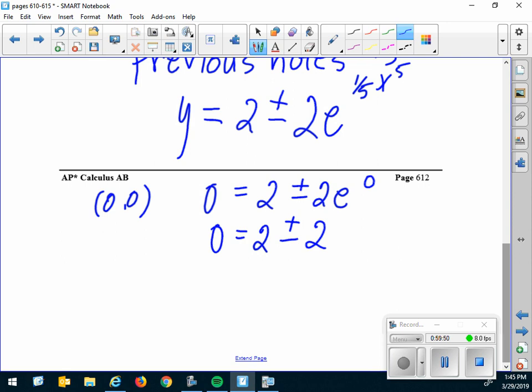Which one of those works? The negative one. Now listen, don't leave this on your paper, because if you write 0 equals 2 plus or minus 2, that is a false statement, isn't it? 0 does not equal 2 plus 2. So if you put this on your paper to do the work, then just go like this. Don't worry about taking the time to erase it. It's quicker to make an X through it.